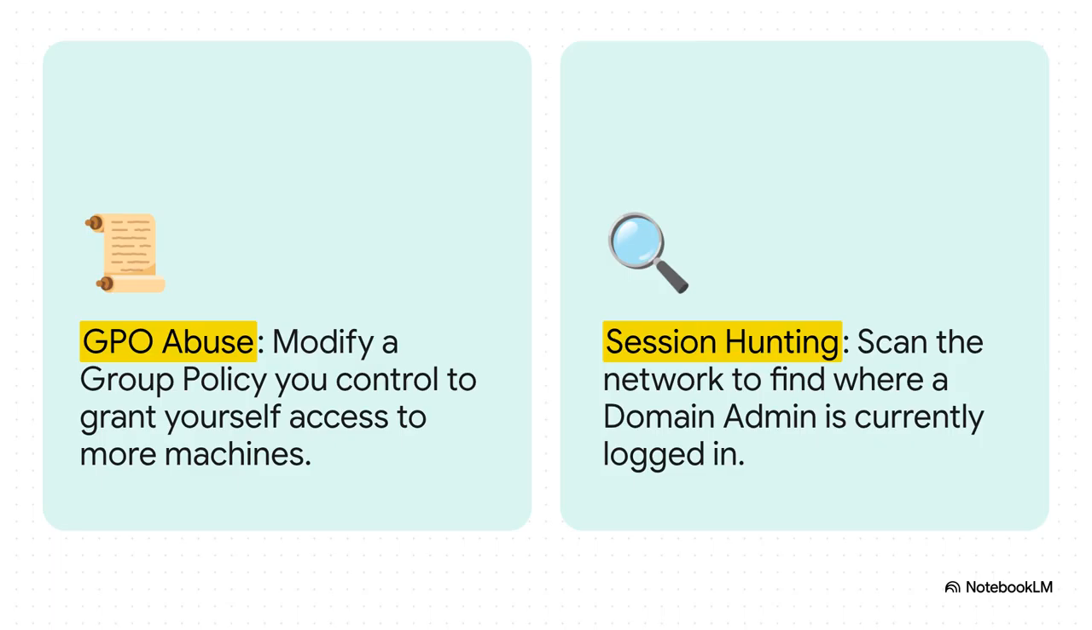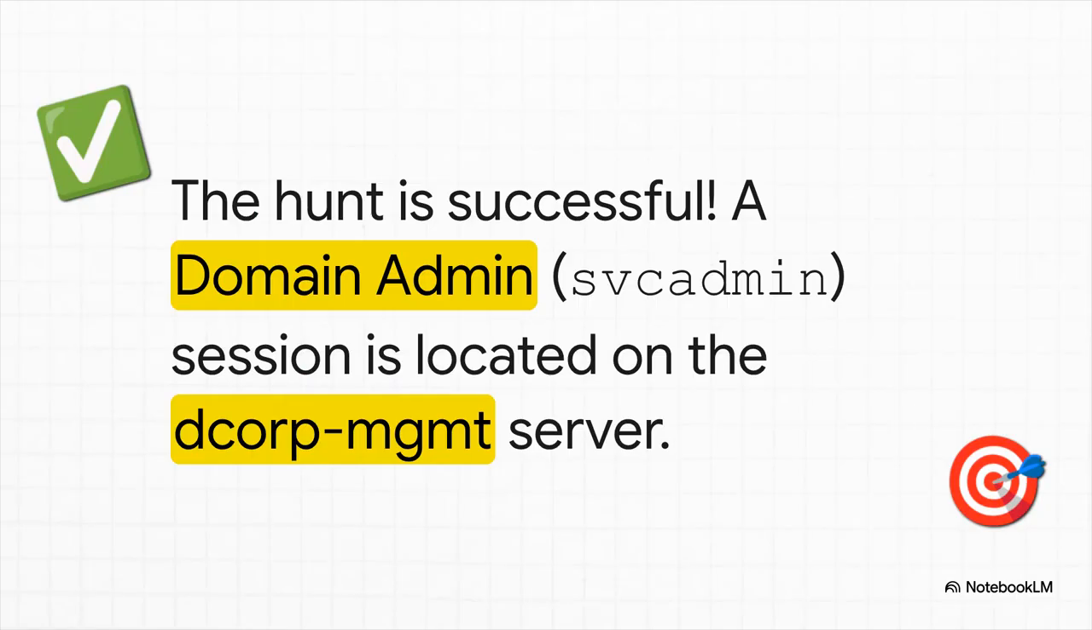But the much more common method is session hunting. They use the access they already have to scan the entire network, asking one very simple question over and over. Is a domain admin logged in anywhere right now? And bingo. The hunt pays off, big time. Their scan reveals that a domain admin account, this one called svadmin, has an active session on a server named dcorp-mgmt. They've basically found an unlocked office with the keys just sitting right there on the desk.